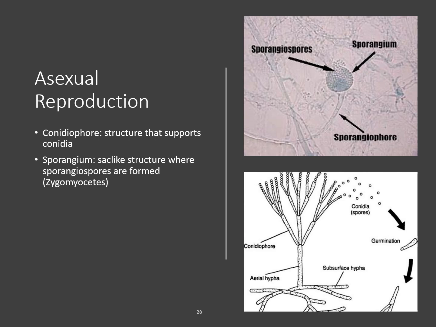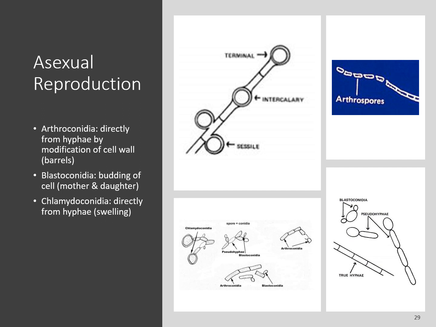With asexual reproduction, you have the conidiophore, which is the structure that supports the conidia, and you can see that at the bottom. And then you also have the sporangium, which is a sac-like structure where the sporangiospores are formed. Other forms of asexual reproduction include chlamydoconidia. This is when you have swelling within the hyphae itself, and it can also give a clue to the type of organism based on where that swelling is.